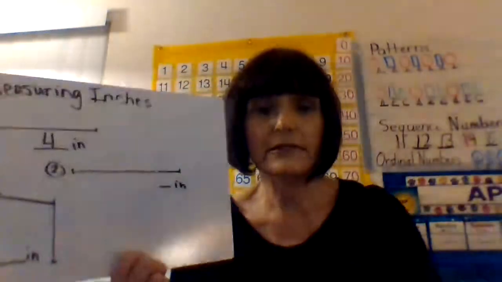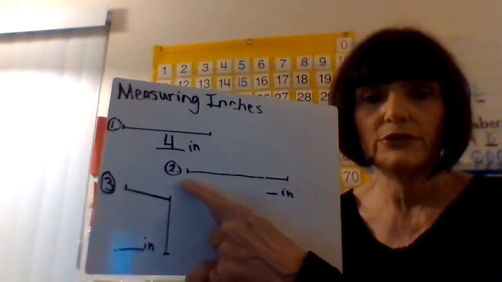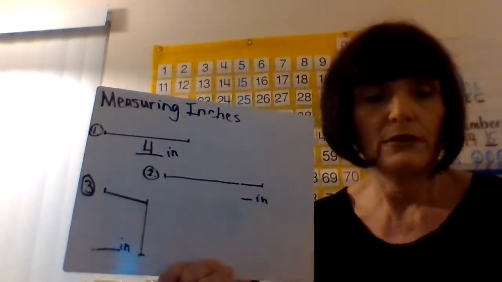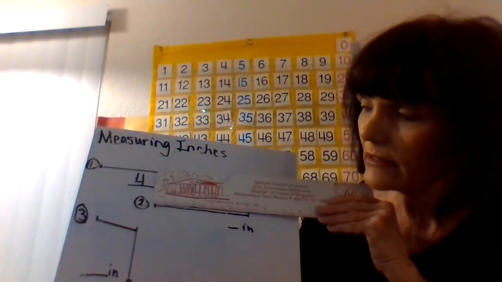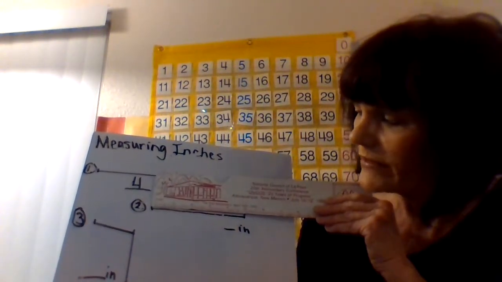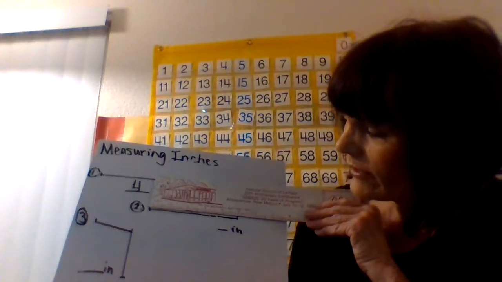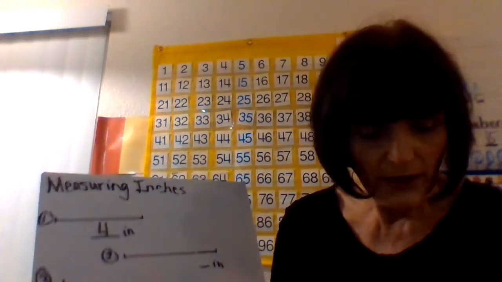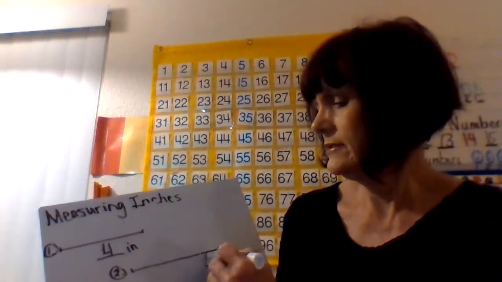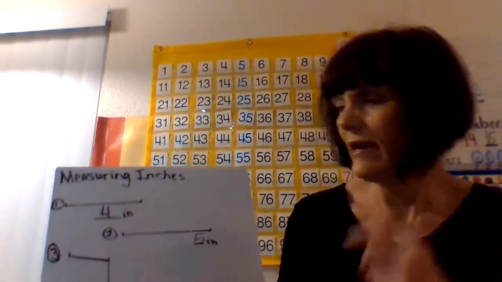4 inches. Now this line is a little bit longer. Let me see how long it is right here. Number 2. All right, let's look. You can put your ruler underneath the line, but I have to put mine above there. Oh wow, 5 inches. All right, 5 inches. Down and around and put on a hat.